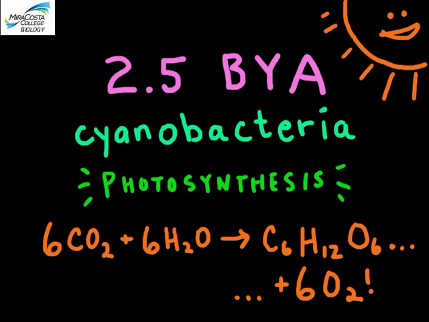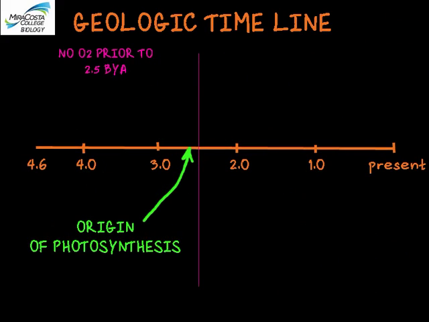Initially, most of the oxygen was removed immediately by reacting with iron, and one of the reasons we know that oxygen wasn't around before this time is that iron oxide, or as you know it, rust, wasn't around in mineral deposits dating from before 2.5 billion years ago.